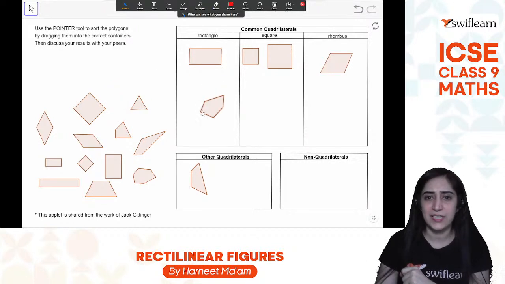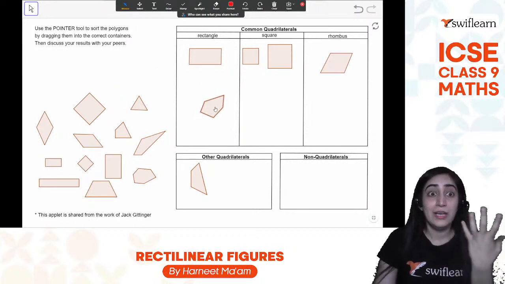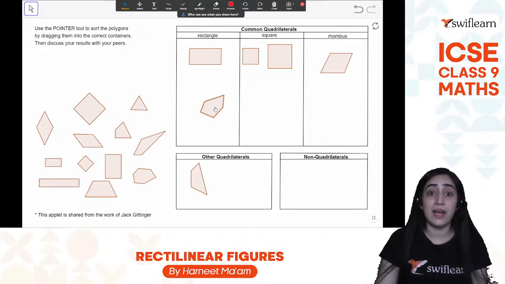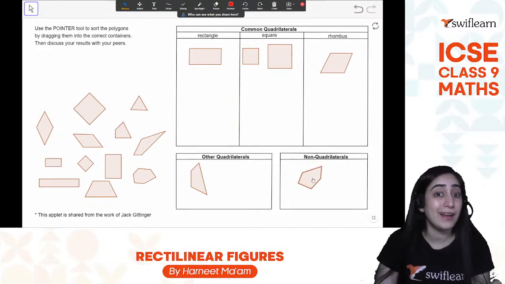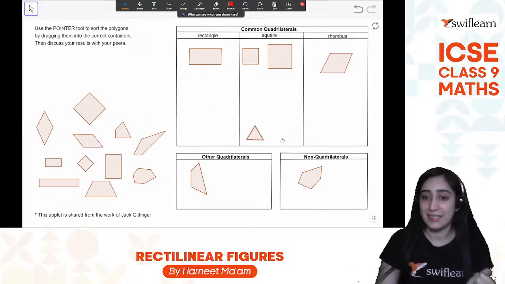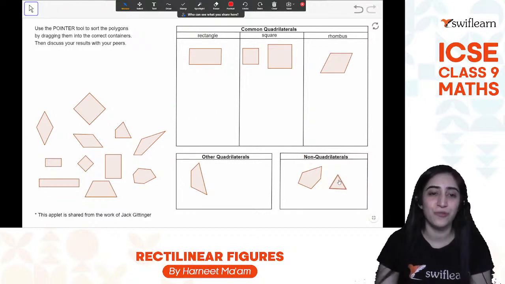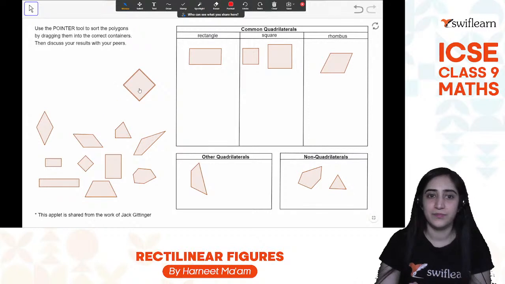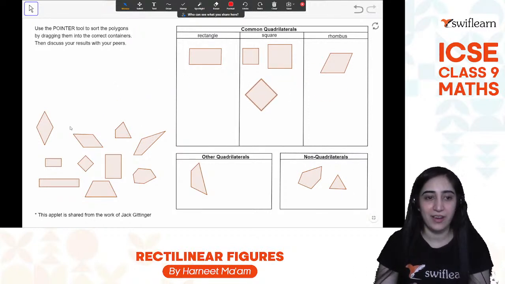This one, let's see how many sides are there. 1, 2, 3, 4, 5. Five-sided figure. Can it be a quadrilateral? No. So it's a non-quadrilateral figure. How about the triangle? Yes, non-quadrilateral figure. Very good. How about this? It's a square. Very good. Because it's a 90 degree, right?